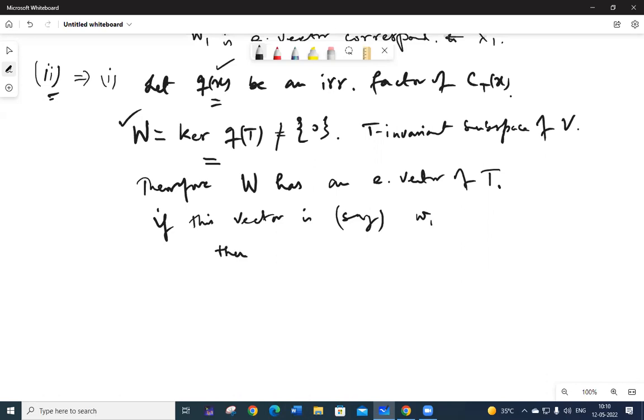But how is the kernel of QT non-zero? Because of the primary decomposition theorem. This is an irreducible factor of CTX, so it would be occurring in the MTX also. And if it is occurring in the MTX, then the kernel of QT is non-zero and occurring in the decomposition of V.